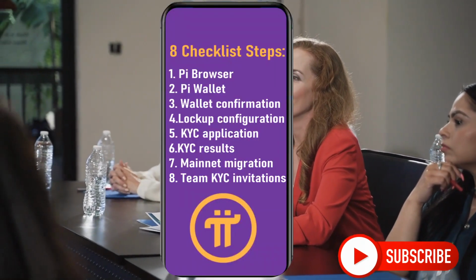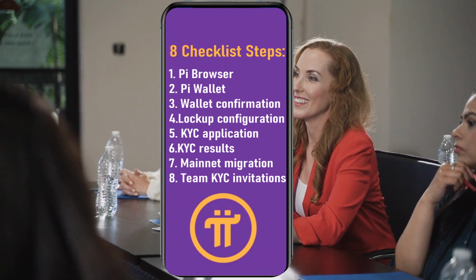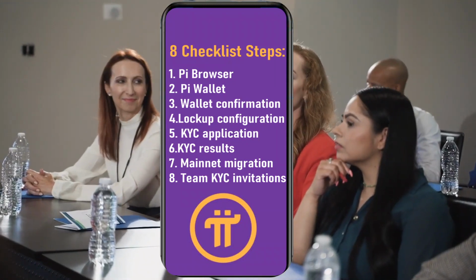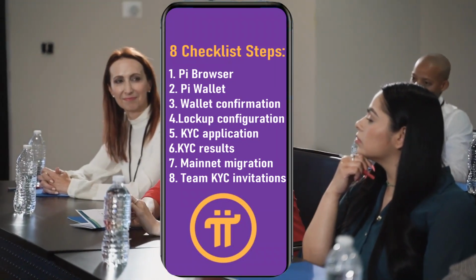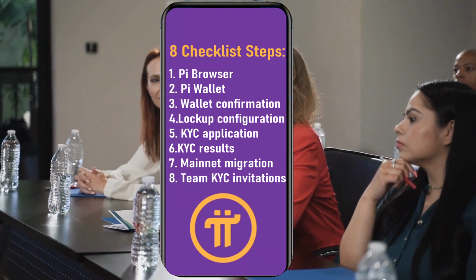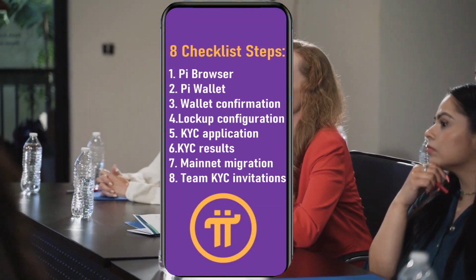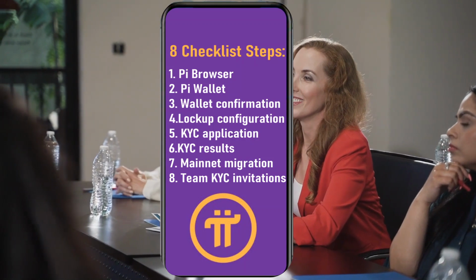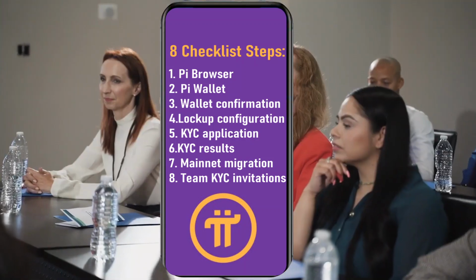The mainnet checklist is broken down into the following 8 steps: the Pi browser, the Pi wallet, wallet confirmation, lockup configuration, KYC application, KYC results, mainnet migration, and team KYC invitation.